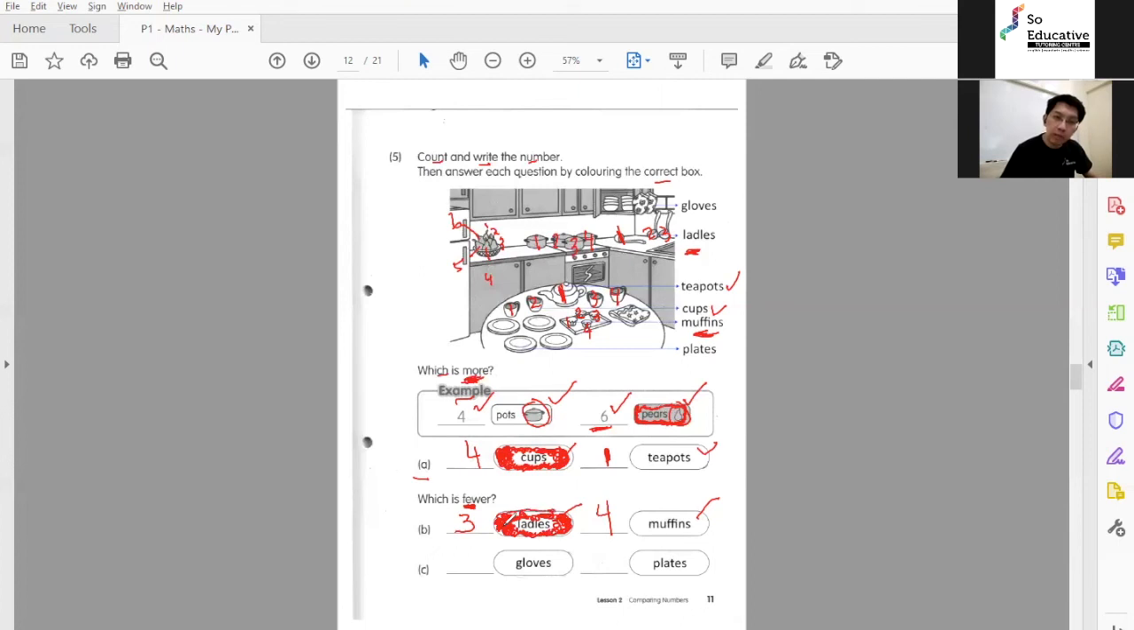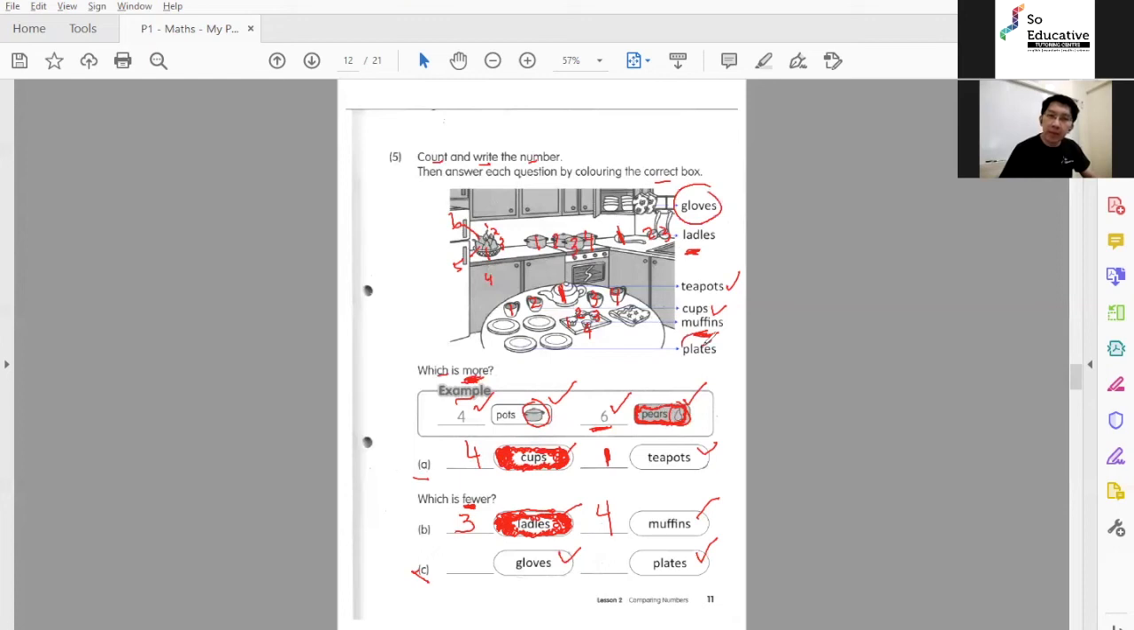Okay, I'm gonna stop there. Now, if you haven't finished coloring, you can pause the video, and when you're ready to move on, you can start again. Now, let's take a look at 5C. 5C wants us to count how many gloves are there and how many plates are there. Okay, so here are the gloves.